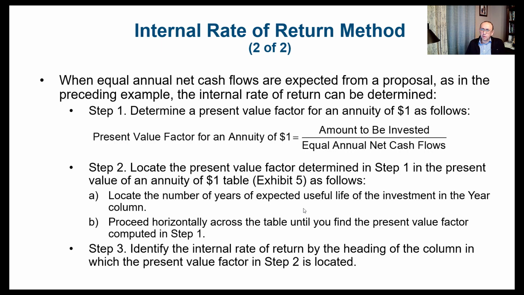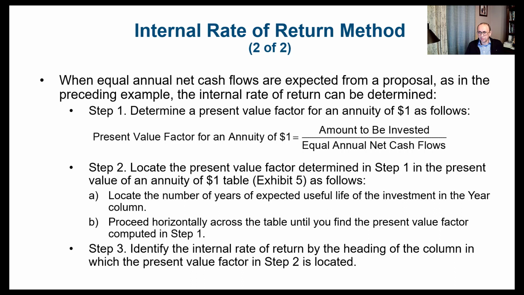So when equal annual net cash flows are expected from a proposal, as in the preceding example, the internal rate of return can be determined as follows. So here we have a few steps that we're going to follow. First step, we have to determine a present value factor for an annuity of $1. How do we calculate that? We basically get the amount to be invested, and we divide it by the equal annual net cash flows. So that would give us the present value factor for an annuity of $1.